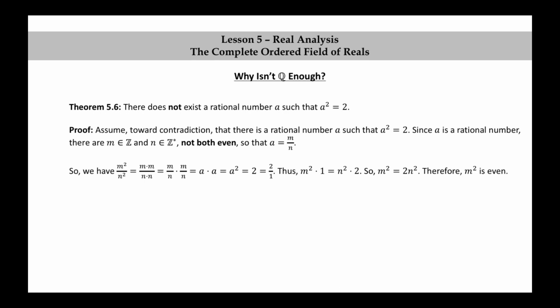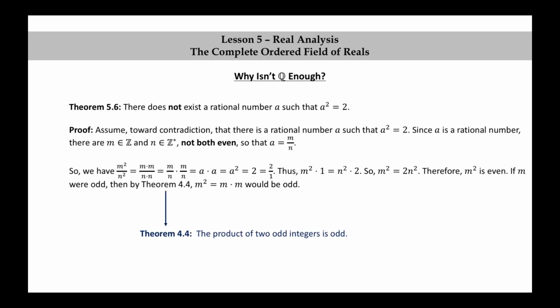Therefore, m squared is even, because m squared is 2 times an integer. If m were odd, then by theorem 4.4, m squared equals m times m would be odd. Remember that theorem 4.4 says that the product of two odd integers is odd. So if m were odd, then m times m would be odd, but we know that m times m, which is m squared, is even. So m cannot be odd. So m is even.